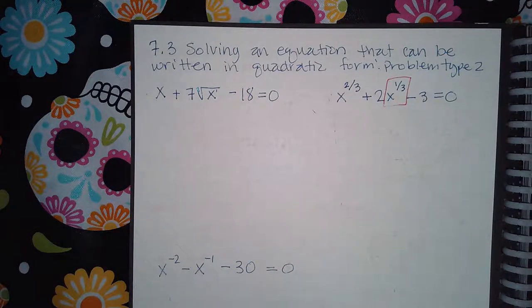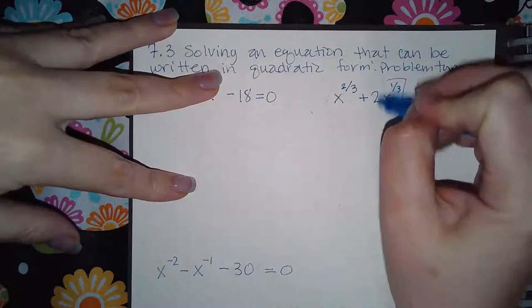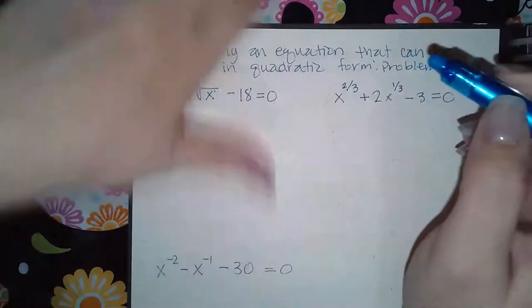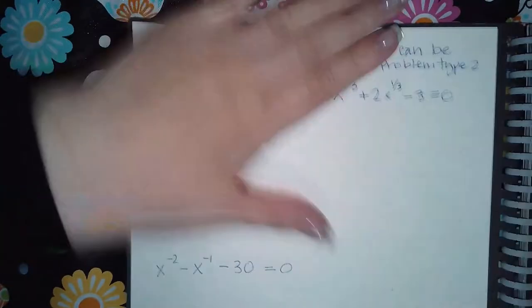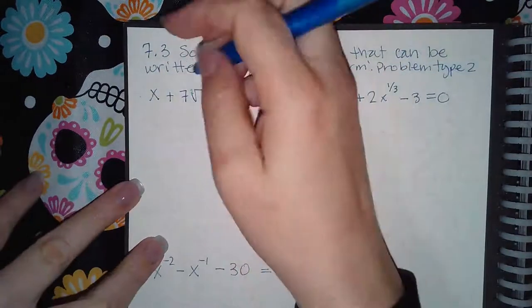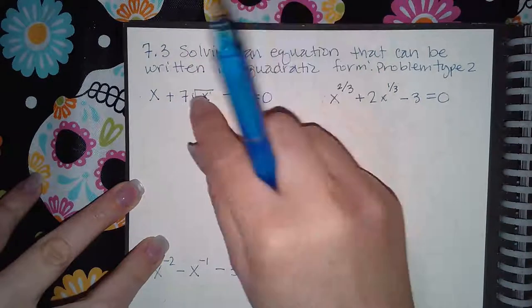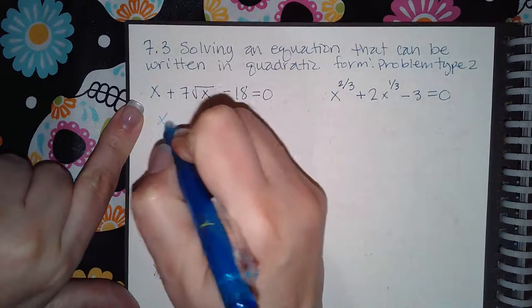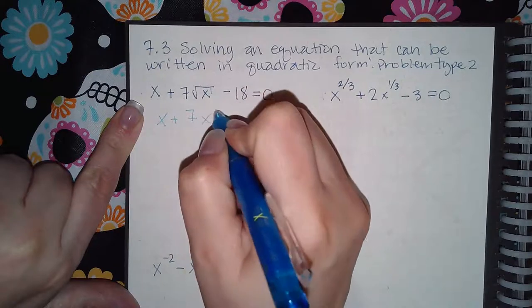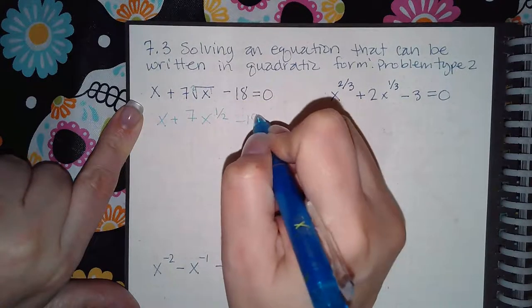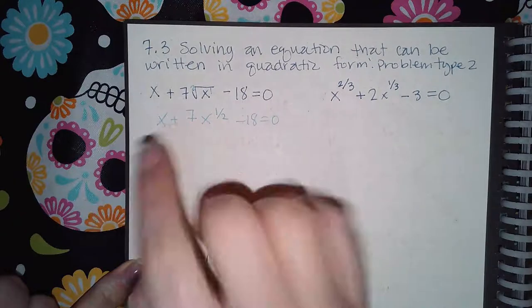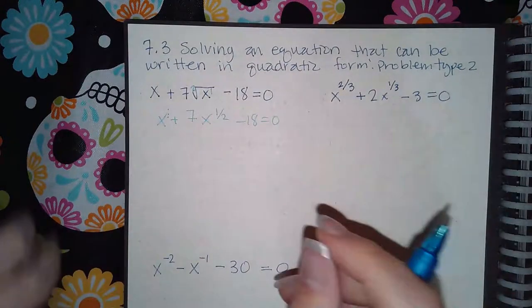So here we have solving an equation that can be written in quadratic form, problem type 2. The format for solving these equations is making sure that the middle term's exponent doubled gives you the first term's exponent. In this case, it's hard to tell when it's written as a square root. But if you rewrite this as an exponent, this would be 7x to the power 1 over the index 2. And if I double this exponent, I do get 1. 1 half and 1 half is the exponent 1. So this does fit the quadratic form.